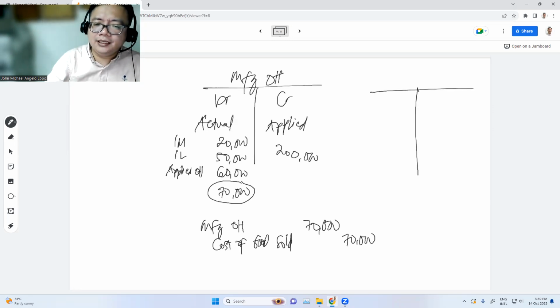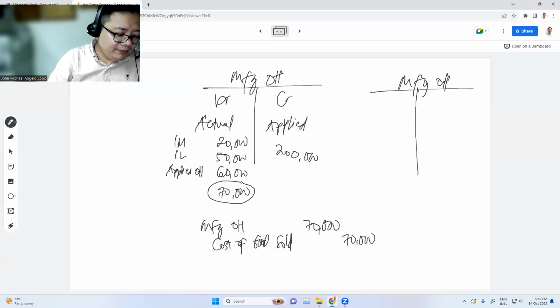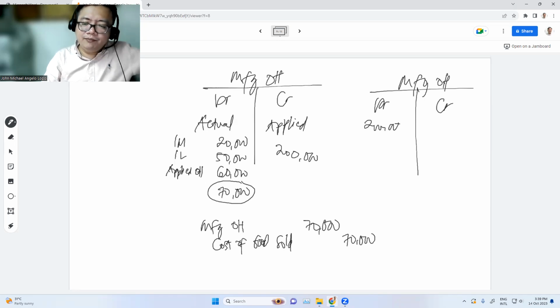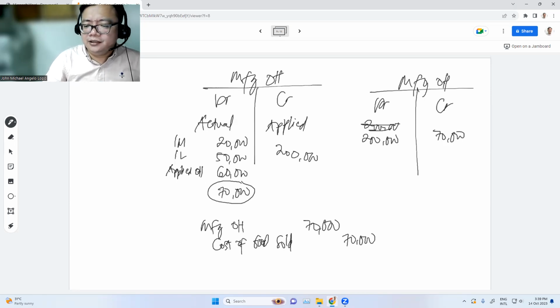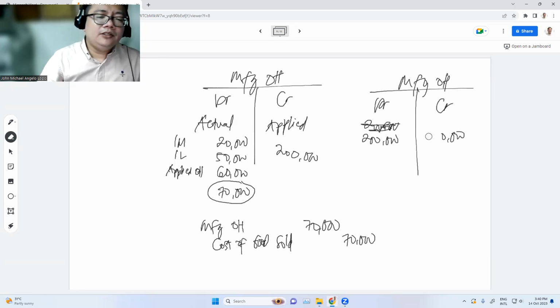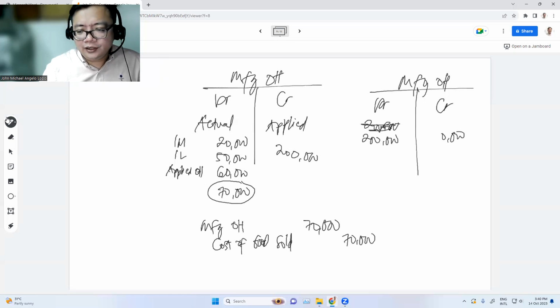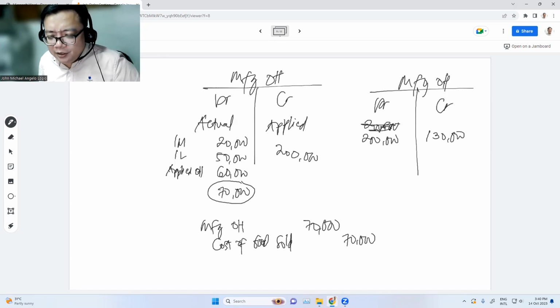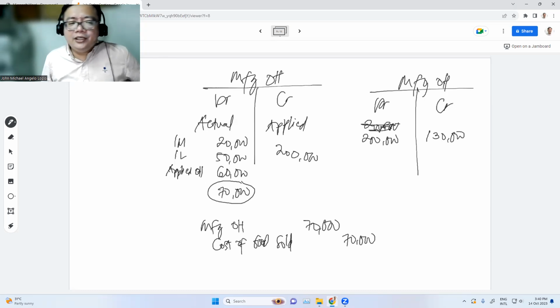Okay. For example, class, suppose it is the reverse. Manufacturing overhead. Okay? Say, debit, credit, reversed: our debit is 200,000. And our credit is 70. Of course, this one is underapplied. To balance, okay? 6, 7, 8, 9, 10, 11, 12, 13. Sorry, I was wrong. This is 130,000. Okay? That means this one is underapplied. What we applied is 130, but the actual is 200. To balance, I will put here 70,000.